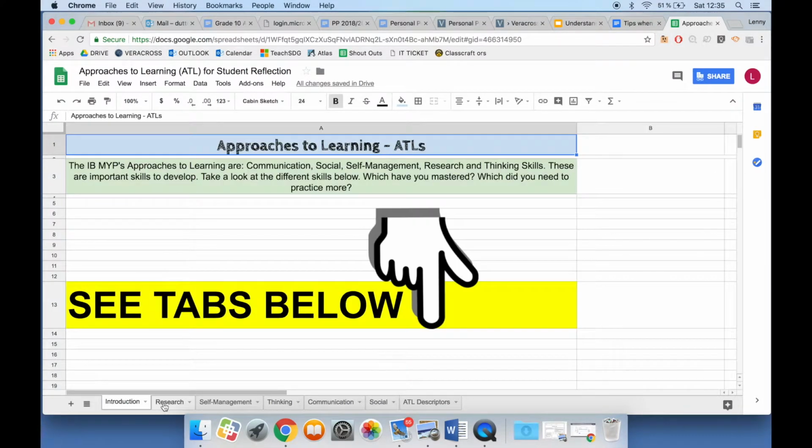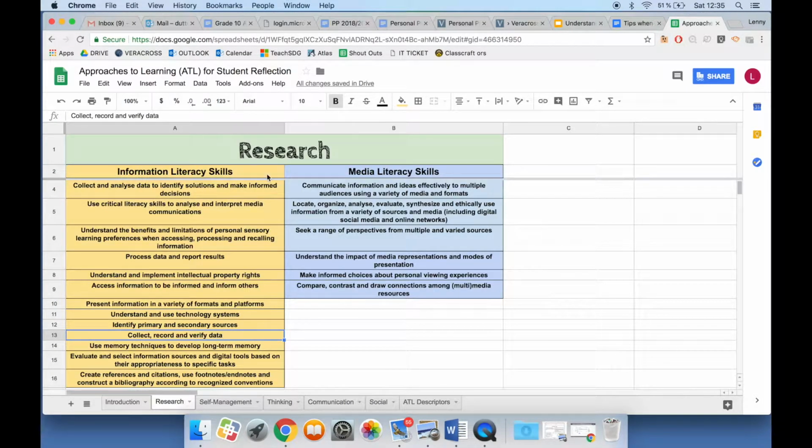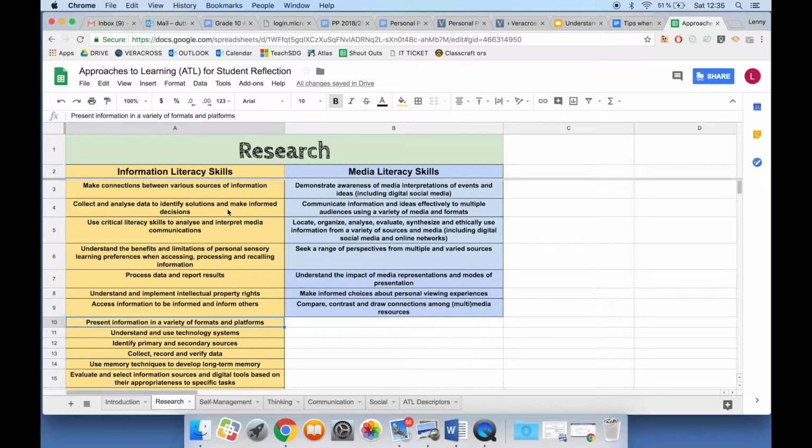ATLs by the IB are kind of broken down. So that research is firstly broken down into information literacy skills and media literacy skills. And then it has these little boxes which really show you how they evaluate those things. So you might have been making connections between different sources. You might collect, record, and verify data.